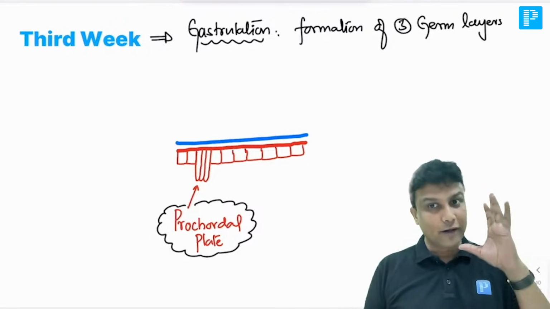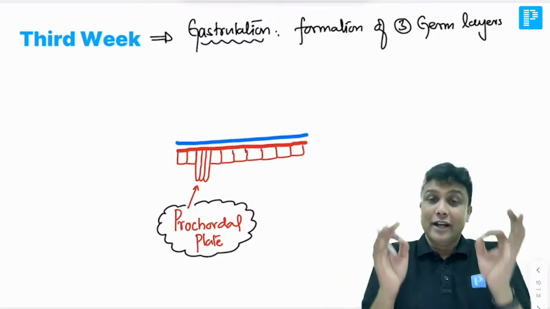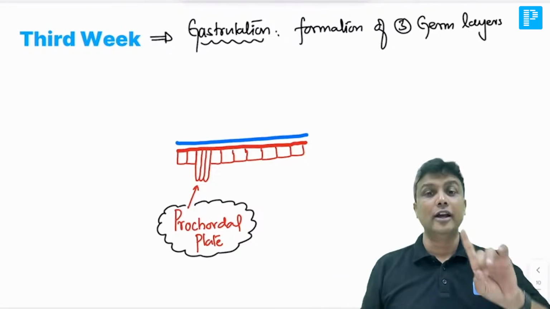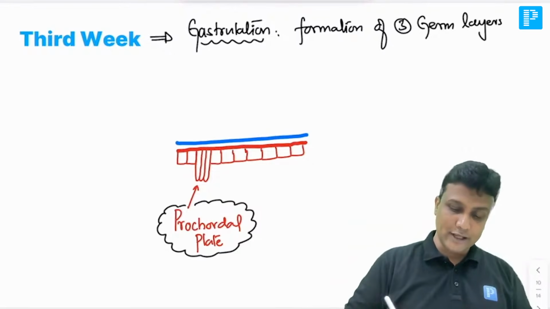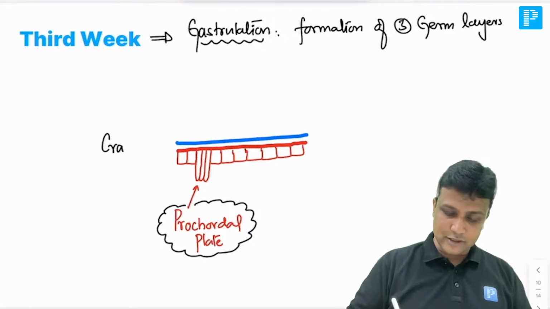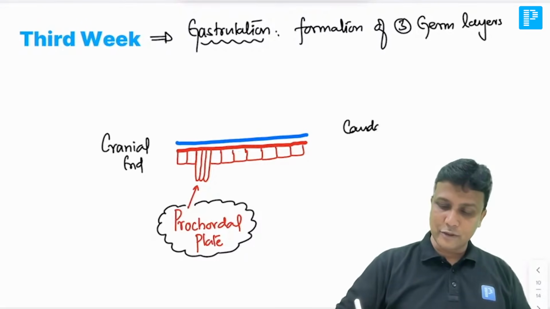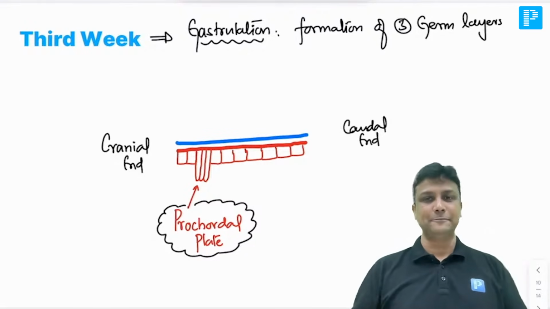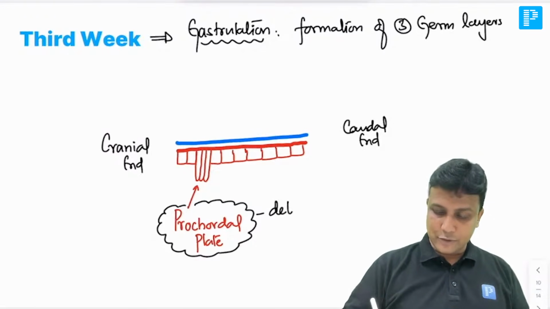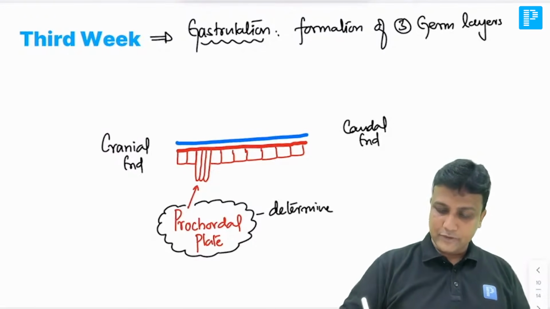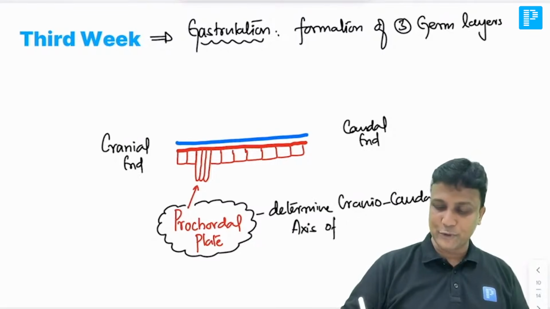तो wherever prochordal plate is forming in the embryo, जहां कहीं पर भी prochordal plate form होता है, उस side में future head develop होगा sir. Head of the baby is going to form. If head is going to form here, this is going to become which end? Cranial end. And obviously the opposite end is going to be the caudal end. Clear? So therefore, prochordal plate is the one which is going to decide the craniocaudal axis of the embryo.